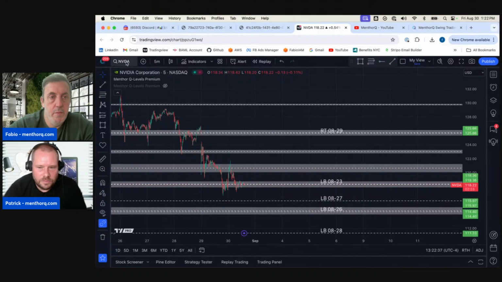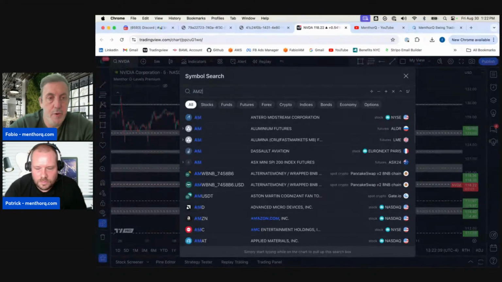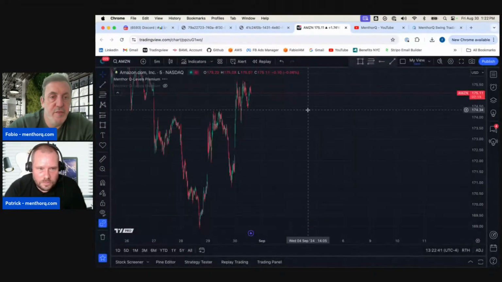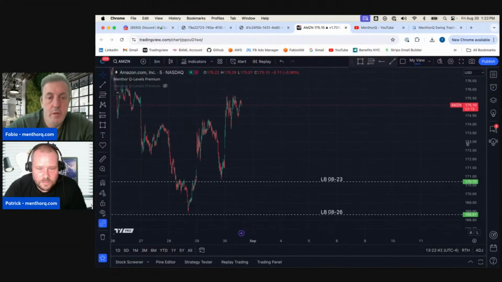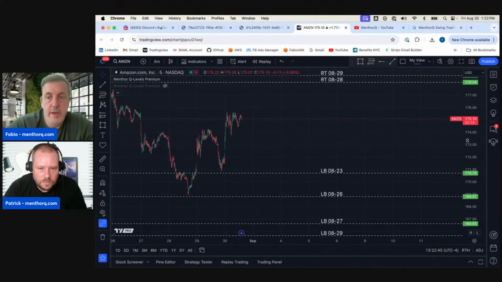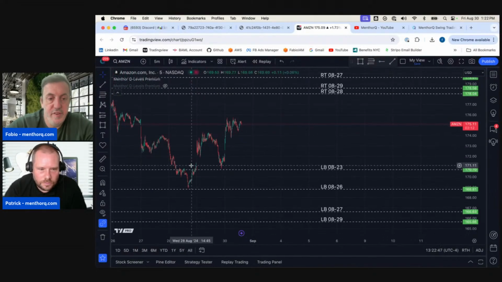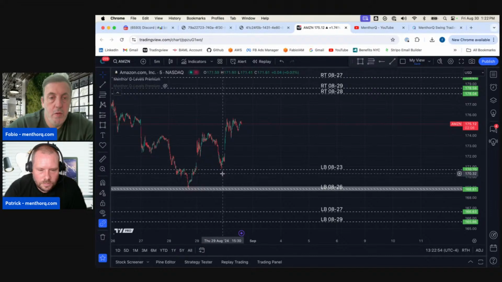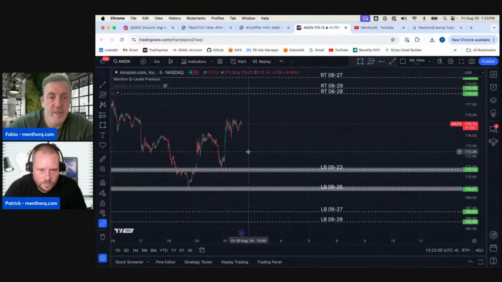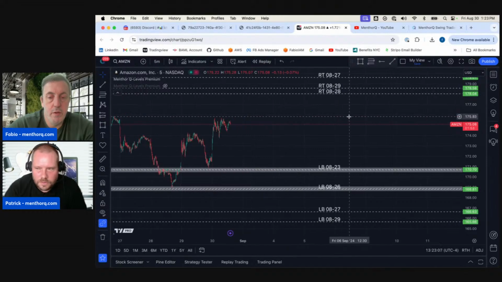Yeah. Let's look at some more examples. In this case, we go back to Amazon. Here, for example, this was Wednesday. We see a really nice bounce back off that lower band level from the 26th, and we also see a nice momentum starting from the lower band from the 23rd, right here.